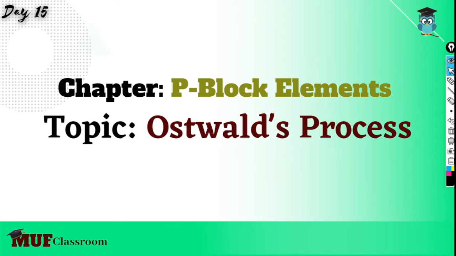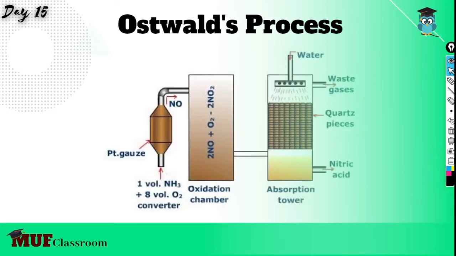Hello everyone. Today we will be discussing Ostwald's process from p-block elements. The conversion of ammonia into nitric acid involves the following steps. The first step is the oxidation of ammonia to nitric oxide.